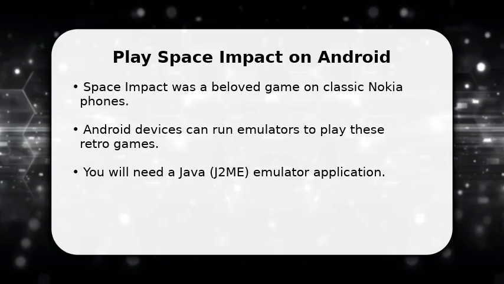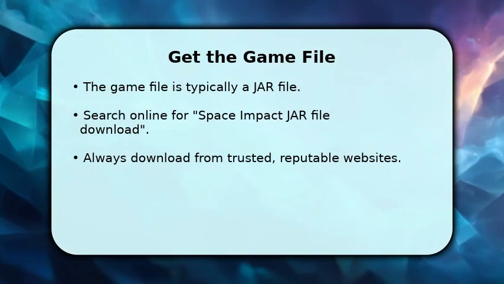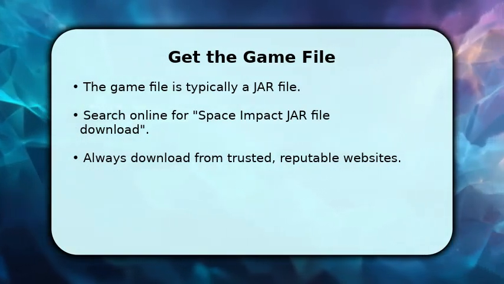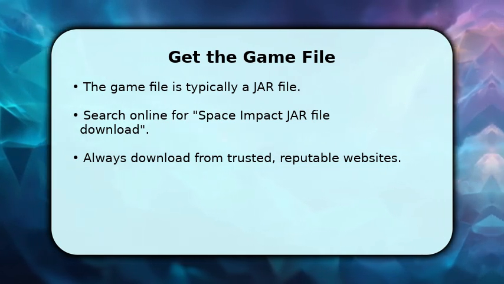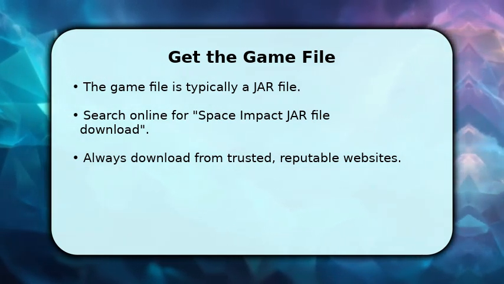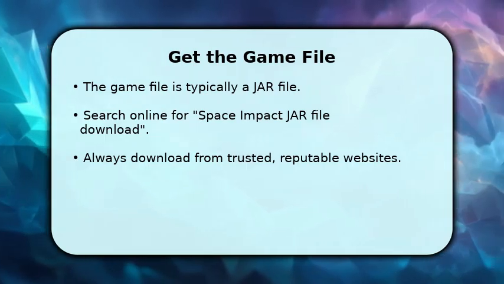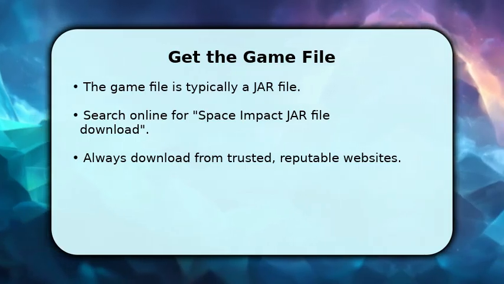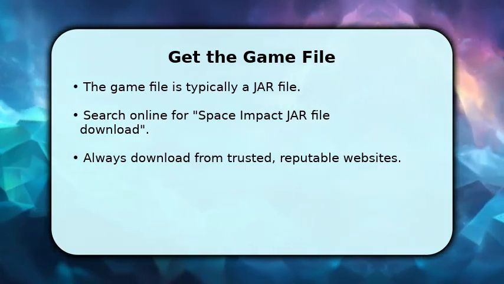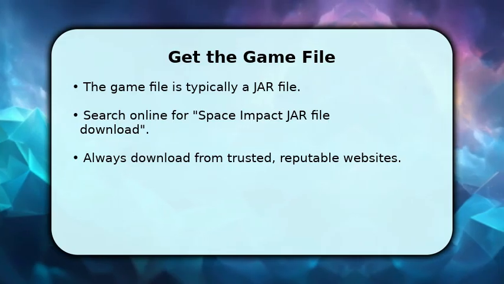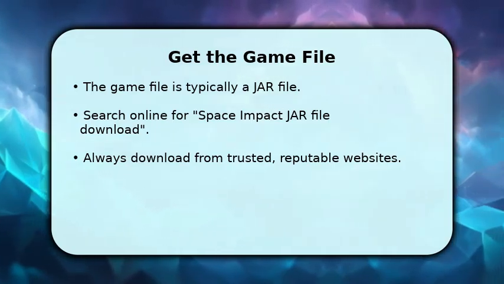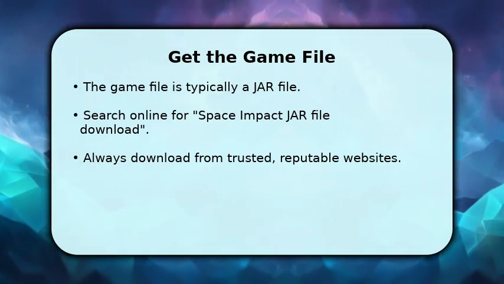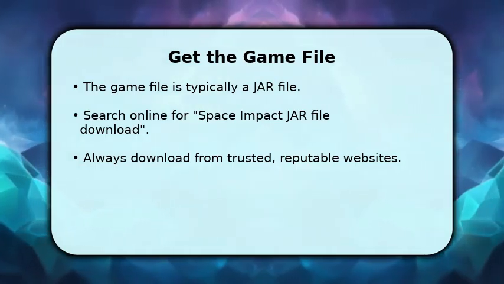We'll start by getting the right tools. Next, you'll need to obtain the actual game file, often referred to as a JAR file. This is the digital version of Space Impact itself. A quick online search for Space Impact JAR file download should yield several results. It's crucial to ensure you download from a reputable source to protect your device from any unwanted software. Once found, save this file to an easily accessible folder on your Android phone.